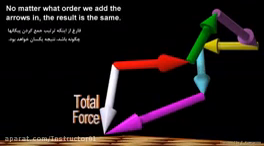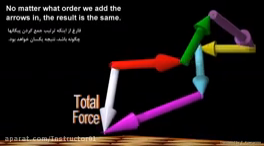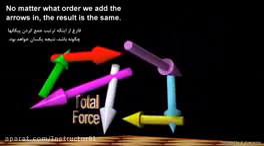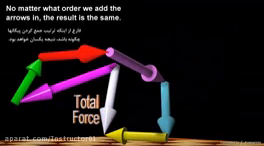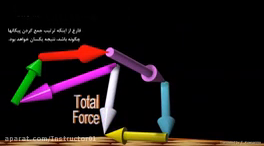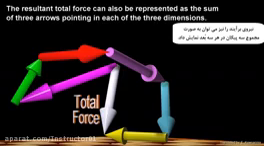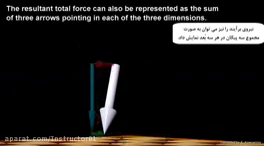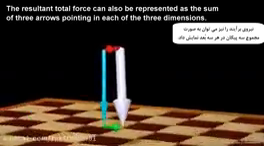No matter what order we add the arrows in, the result is the same. The resultant total force can also be represented as the sum of 3 arrows pointing in each of the 3 dimensions.